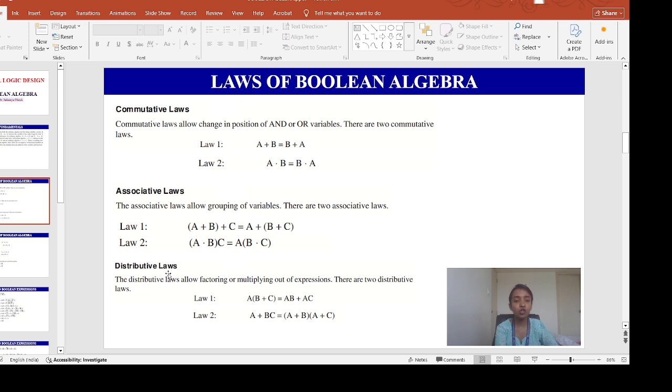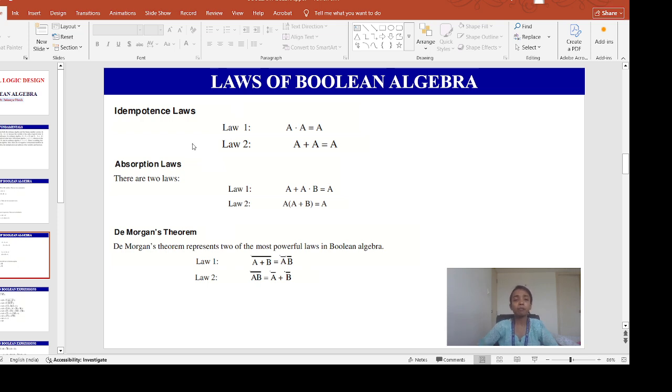Third one is distributive laws. The distributive laws allow factoring or multiplying out of expressions. So there are two types of distributive laws. First law is A into B plus C. We can write it AB plus AC, and A plus BC, this is very important. We can write it as A plus B into A plus C.